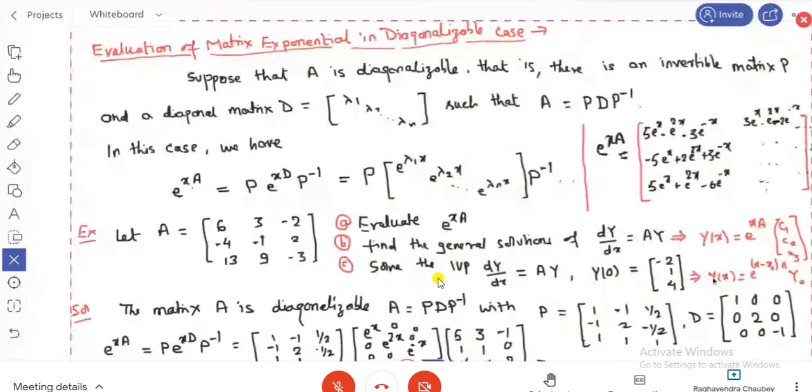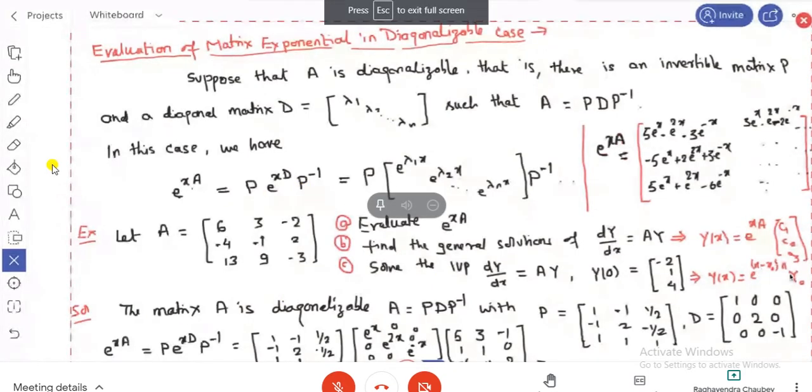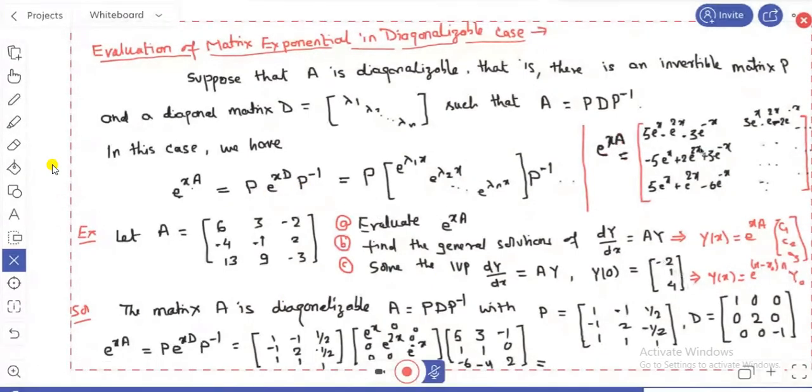The general solution is y(x) equals, if you multiply, because this term is e to the power xA, it is e to the power x exponential of that, and here this matrix is multiplied by this. So if you multiply this matrix with this column matrix, you get the solution. Okay, so next page.